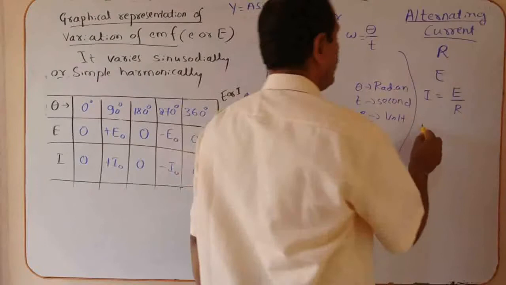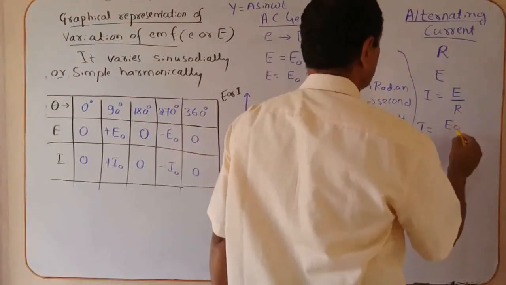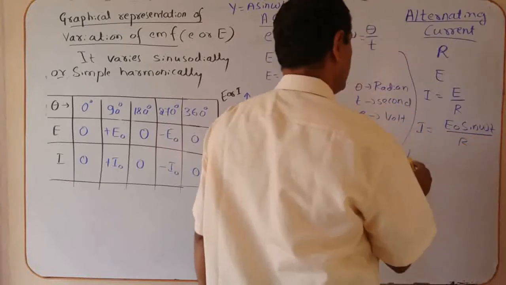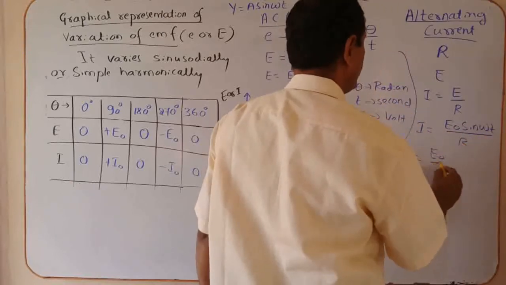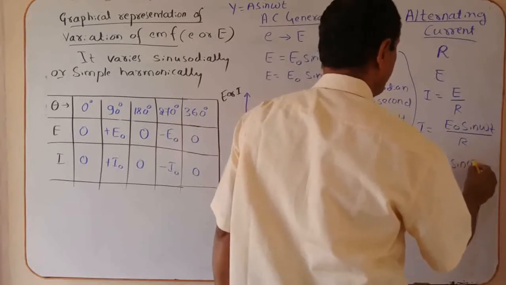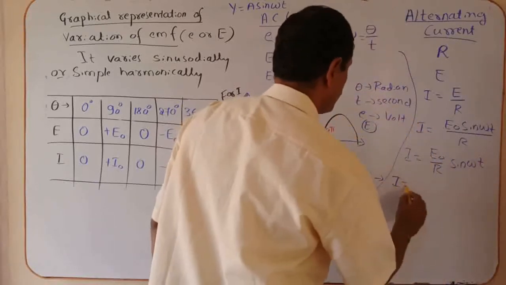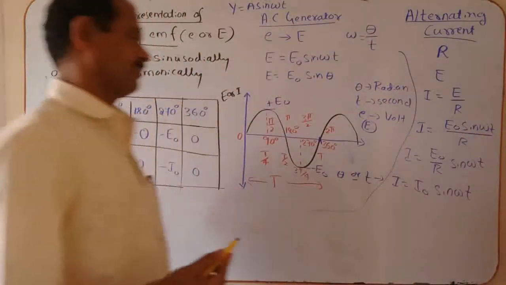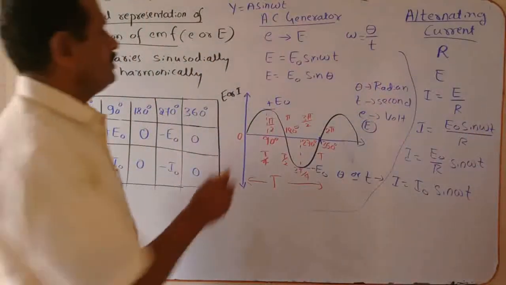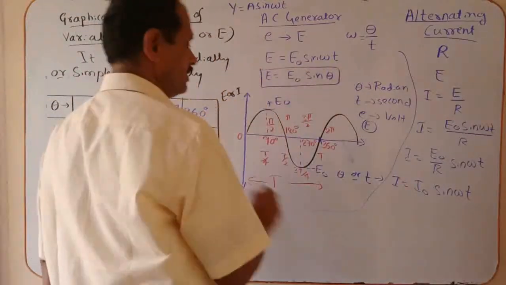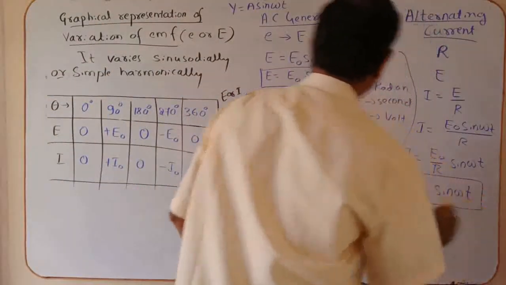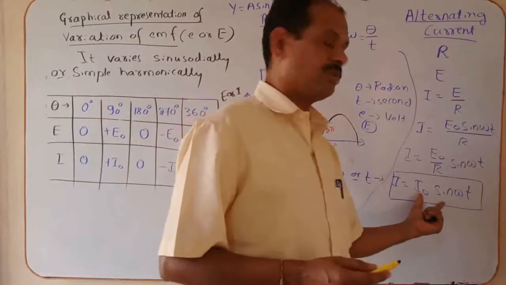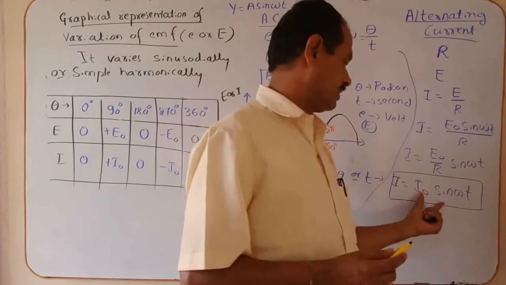Now I is equal to E naught sin omega t divided by R. Then I is equal to E naught divided by R times sin omega t. Then I is equal to I naught sin omega t. Now observe this expression and this expression. The EMF varies sinusoidally or simple harmonically, and the current also varies sinusoidally, or simple harmonically.